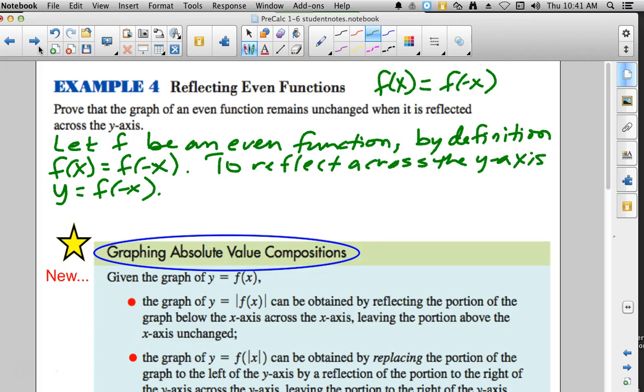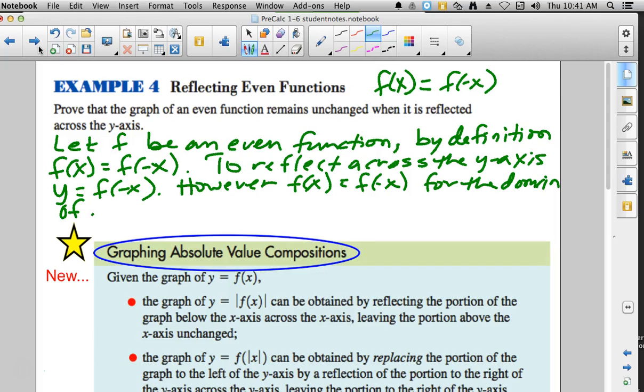Has it been too long for geometry, everybody? Do you remember something called the transitive property? No? The transitive property links two statements together that you know are already real. So, let's put this. However, f of x equals f of negative x for the domain of f. How do I know that? Because it's even. That's what's supposed to happen when they're even. Then, and I normally wouldn't write this step in my paragraph proof, but since you guys are not remembering your transitive property, I'm going to put this in there.